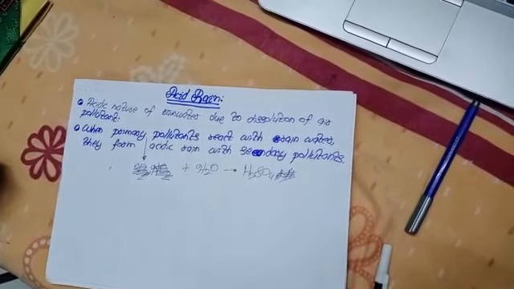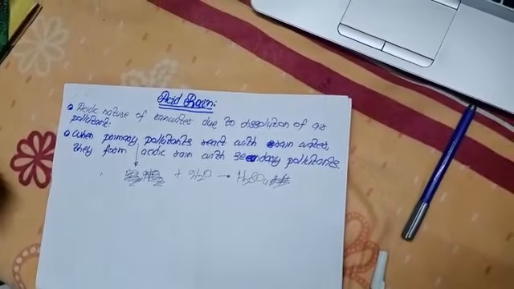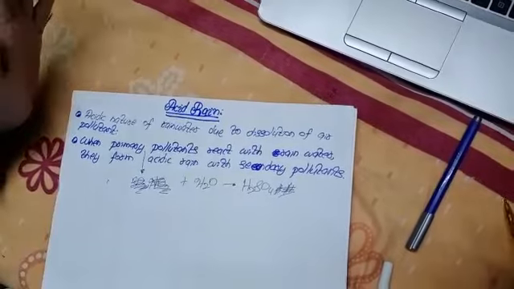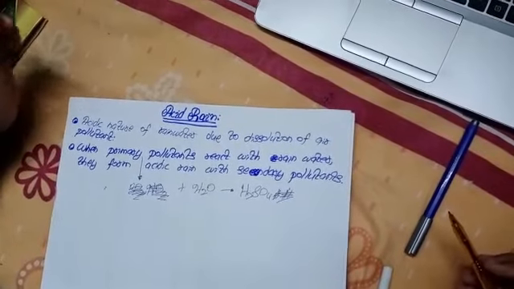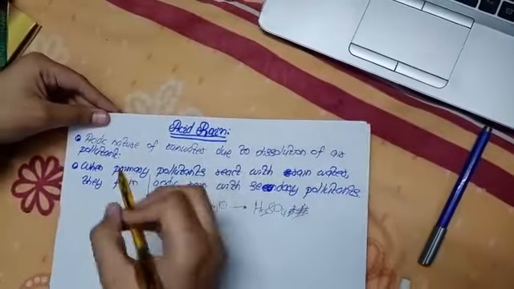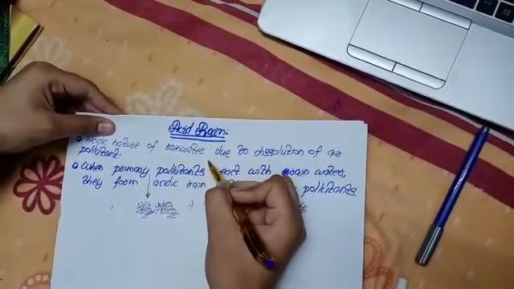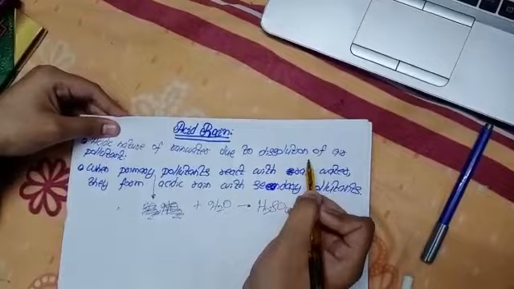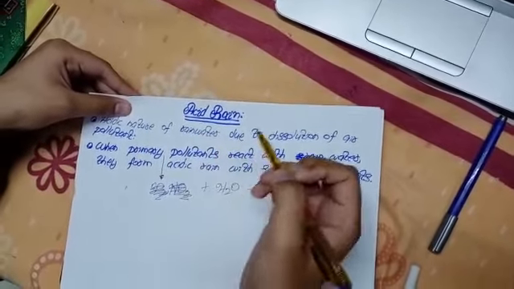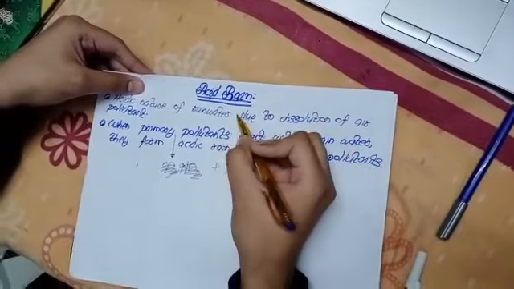Good morning, everyone. So now we will be discussing our next topic, which is acid rain. First of all, let us discuss what acid rain actually is. Acid rain is defined as the acidic nature of rainwater due to dissolution of air pollutants. Now, a question arises: what sort of air pollutants cause acid rain?